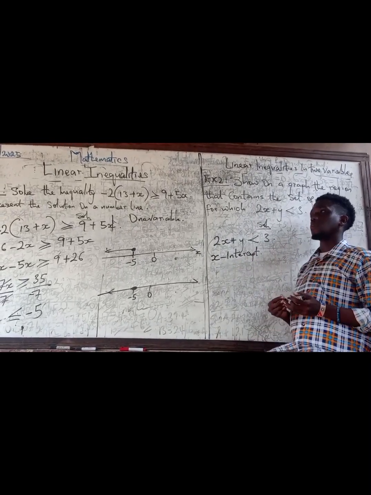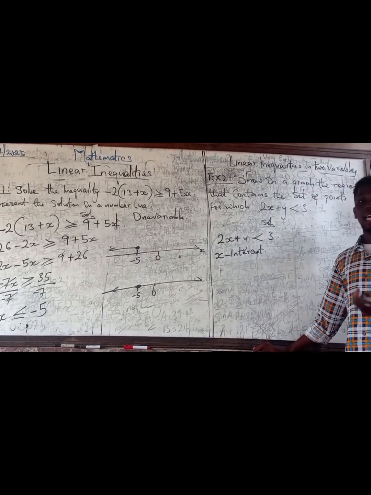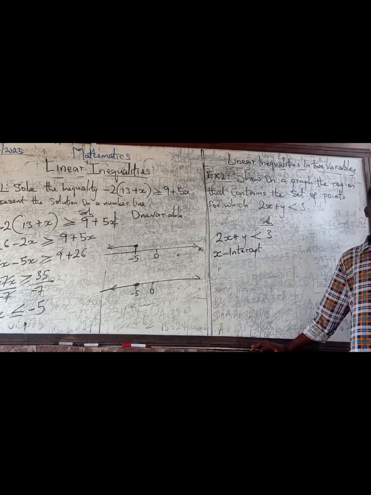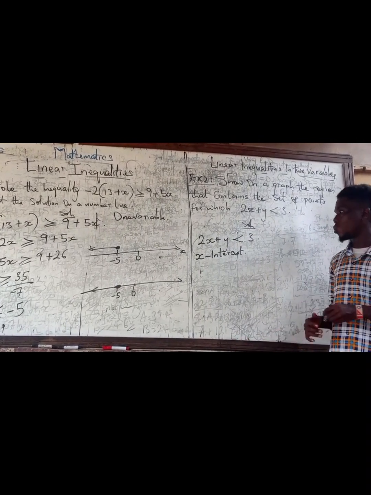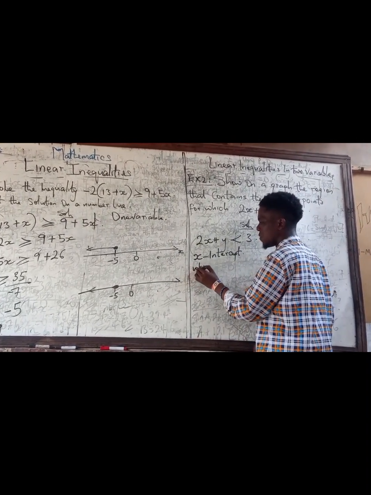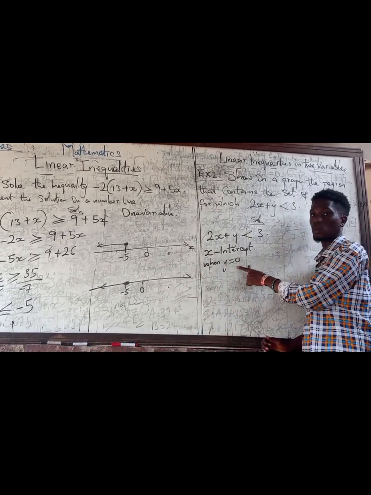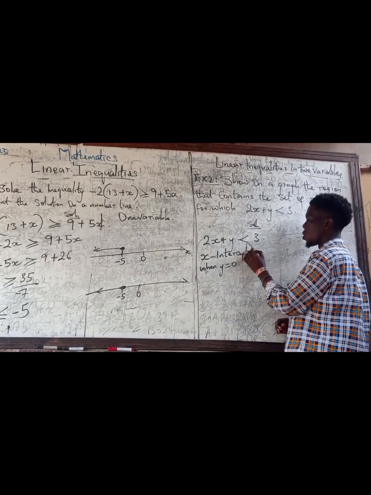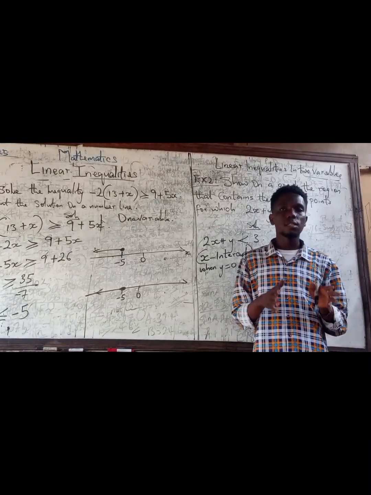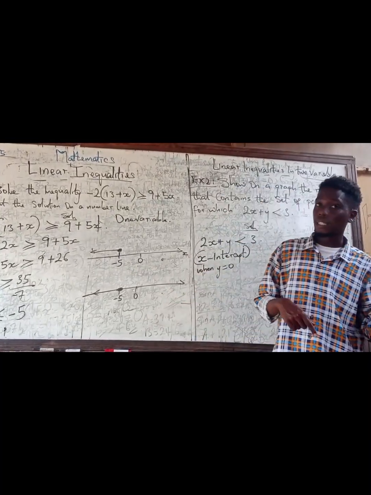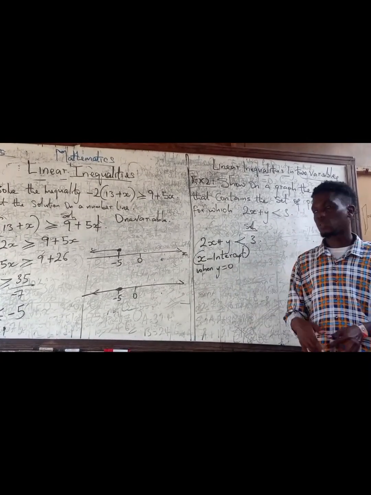Now, what does x-intercept mean? X-intercept simply is the value of x as y approaches 0, or as y equals 0. That is what x-intercept is. So this simply means: what is the value of x when y is equal to 0? So don't allow this to confuse you. That is what x-intercept means. Then the y-intercept will be the value of y when x is now 0.